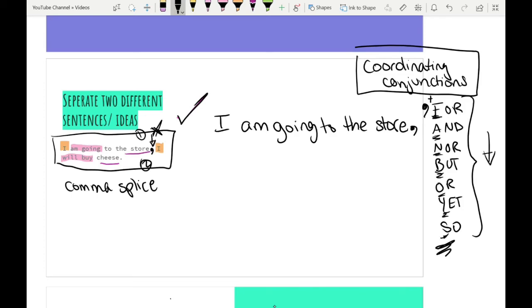Now, mostly in English, we use and, but, or. You'll see those the most frequently. So let's go back here to our example. I am going to the store. I will buy cheese. I can combine that using my and. I am going to the store, comma, and I will buy cheese. Period. So the thing to remember is that you need number 1 and you need number 2. If you don't have both of them, it's not correct. So it's not too hard to do.